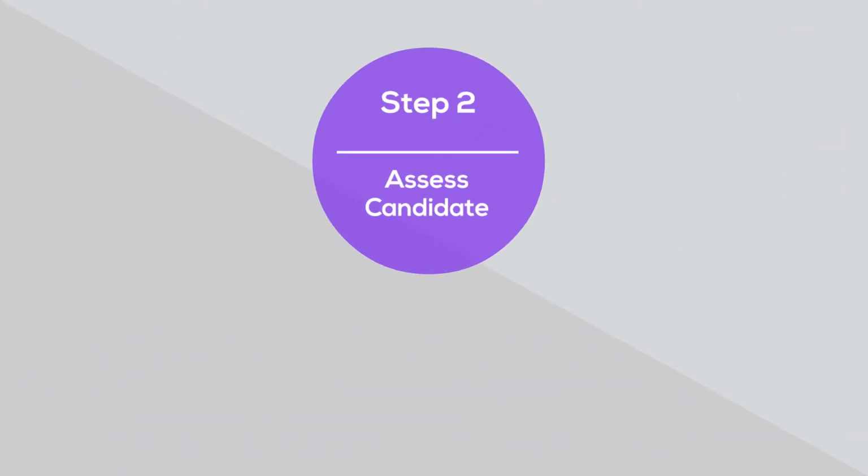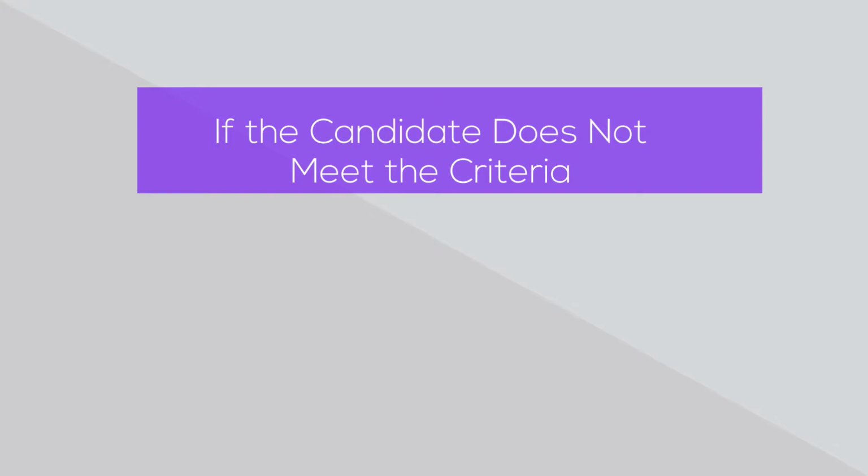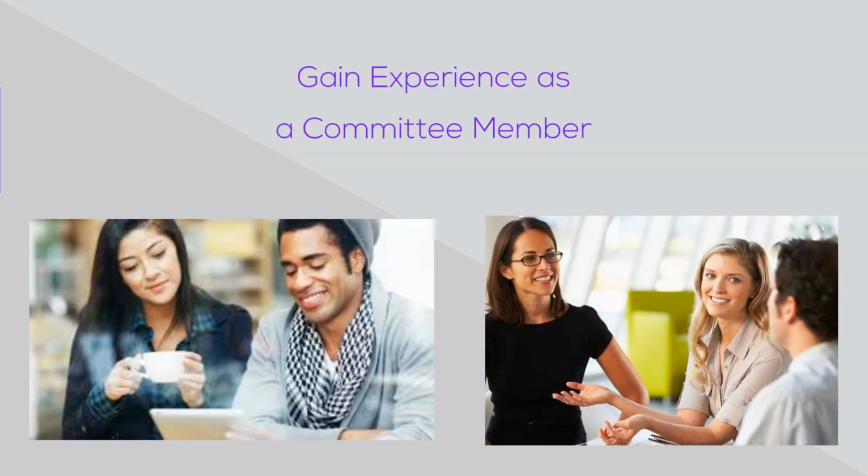Step 2. Assess candidate for board membership or event leadership position. If the candidate does not meet the criteria for board membership or a major event chair position, consider what other volunteer leadership roles might allow the candidate to gain valuable leadership experience as a standing committee or event committee member.